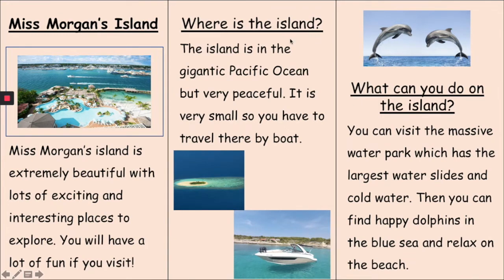Where is the island? The island is in the gigantic Pacific Ocean, but very peaceful. So we learnt about the oceans in geography. So I've chosen for my island to be in the Pacific Ocean. And here is an island in an ocean, looking really tiny. It is very small, so you have to travel there by boat. So I have decided to also include a picture of a boat.